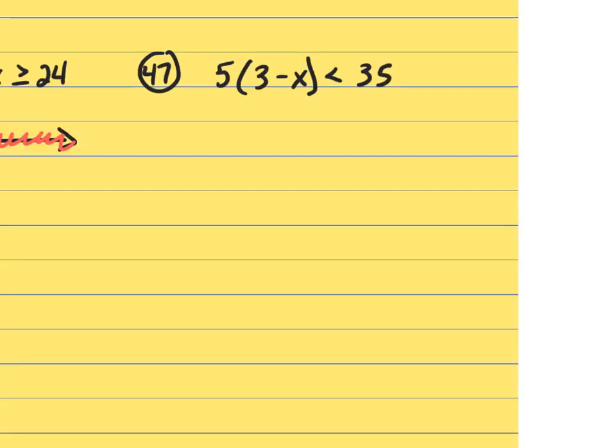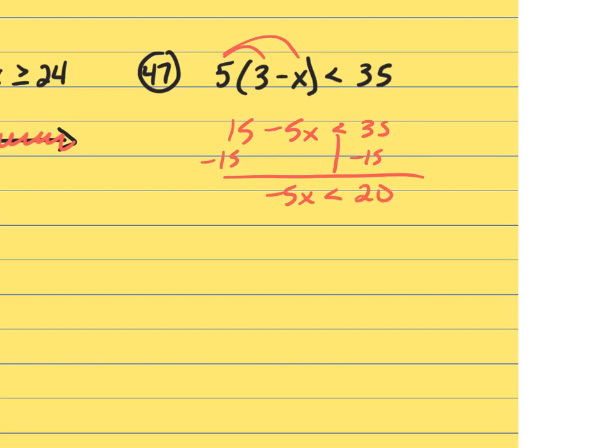Number 47, I need to solve this, and I see the distributive property right off the bat. And that gives me 15 minus 5x is less than 35. I'm going to solve this. The opposite of a positive 15 is a negative 15. So I get negative 5x is less than 20. And from here, I'm going to divide by negative 5. Now, when I divide both sides by a negative, I have to remember to flip my symbol. So I get x is greater than negative 4.